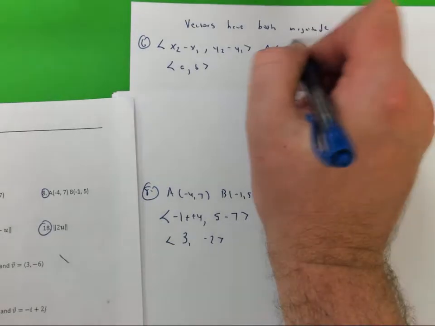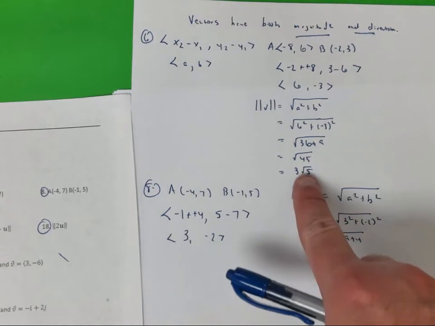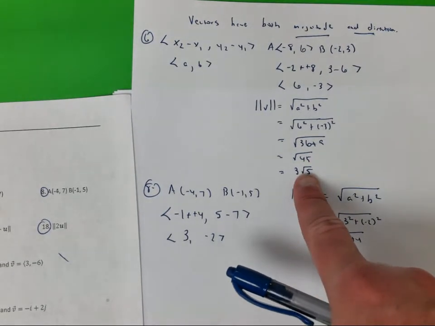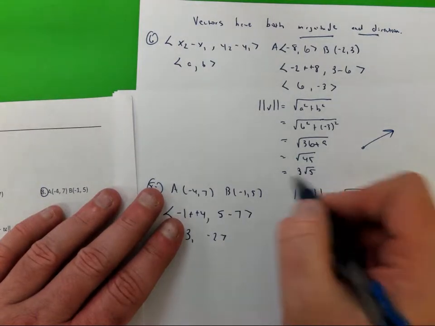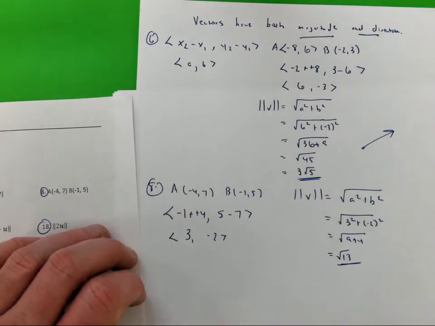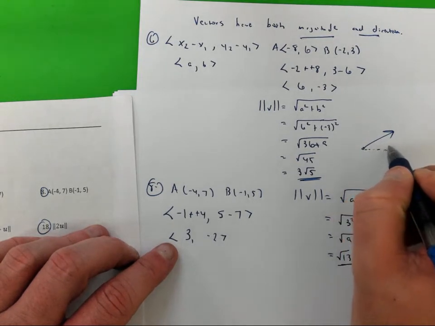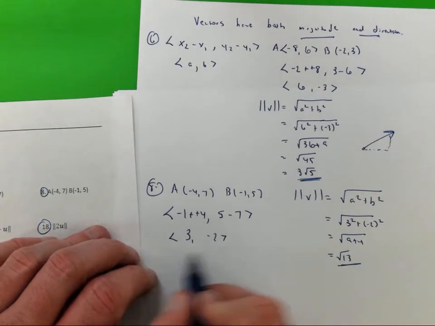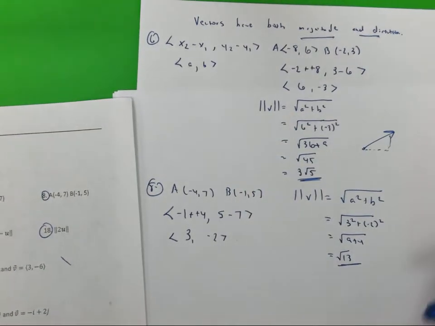Remember, vectors have both magnitude and direction. This is the magnitude. That's the length of the vector. If I was to draw that vector out, there's my length. That is my length, is the magnitude. If you were to make a right triangle, the horizontal and the vertical component is represented by the component form. Alright?